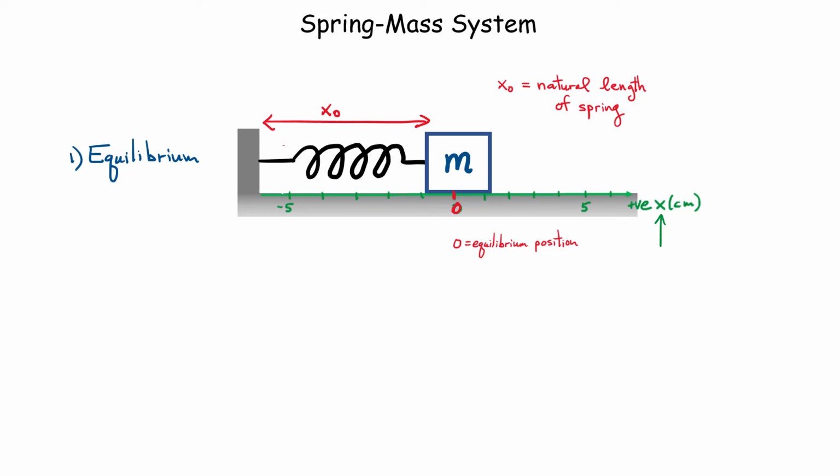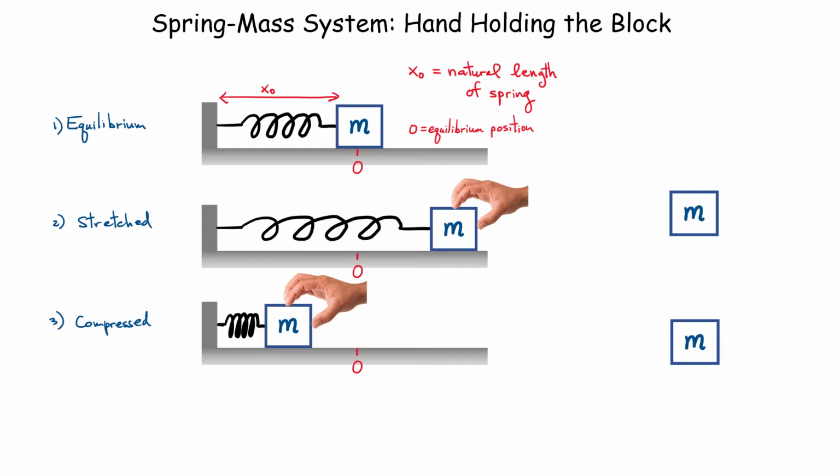All right, the next case we're going to look at is what happens when I want to do one of two things. I either want to stretch this spring, or I may want to compress the spring. So let's draw the forces, and keep in mind here, my hand is holding the block, so it can't move.